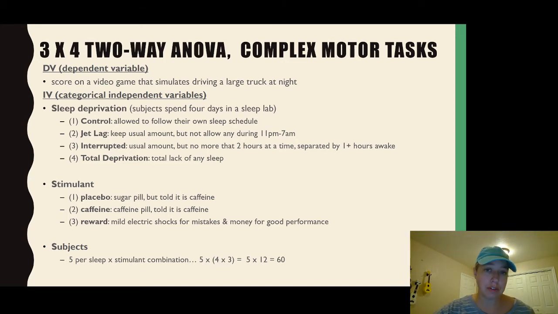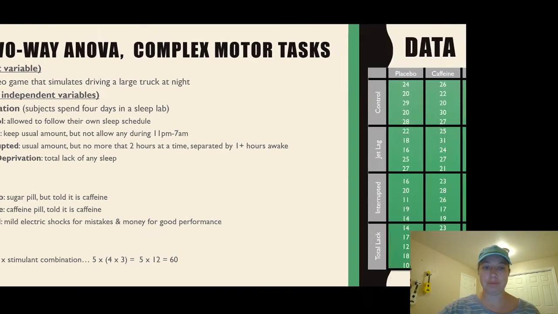It's important to note that these categories are mutually exclusive. Each subject only had 1 sleep deprivation and 1 stimulant. They were mutually exclusive. So if someone was in the jet lag caffeine, they couldn't be in the jet lag reward. Or if they were in the control placebo, they couldn't be in the total deprivation placebo group. They only could be in one of the combination groups.